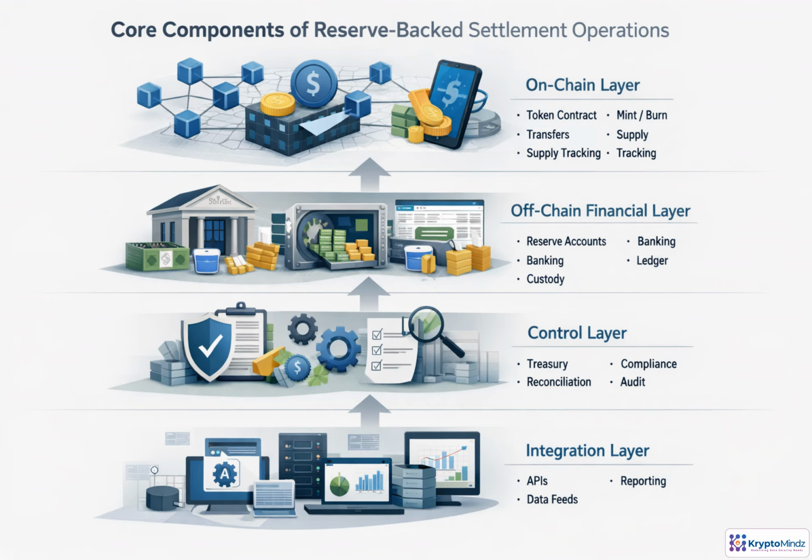Think of reserve-backed settlement as 4 systems working as one. The blockchain records token supply, transfers, and mint or burn events. The financial layer holds reserves through banks, custodians, and ledgers. The control layer defines who can approve movements, reconcile balances, handle exceptions, and produce audit evidence. Integrations connect these layers through APIs, feeds, and reporting. The model works only when every token event can be traced to money movement and control evidence.